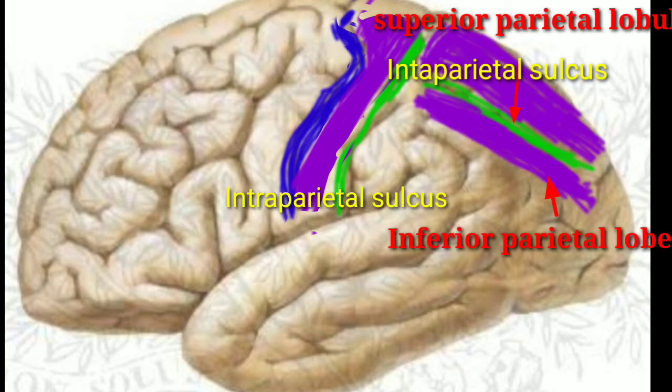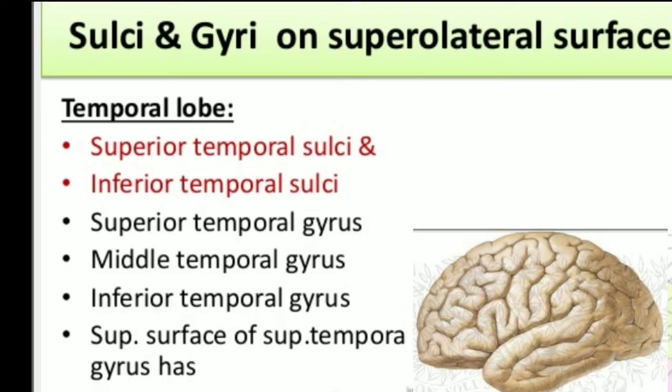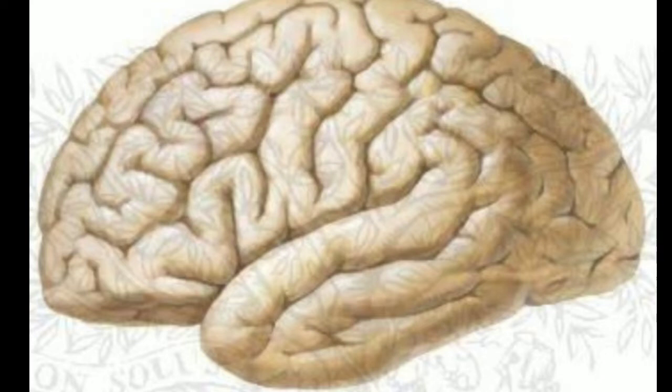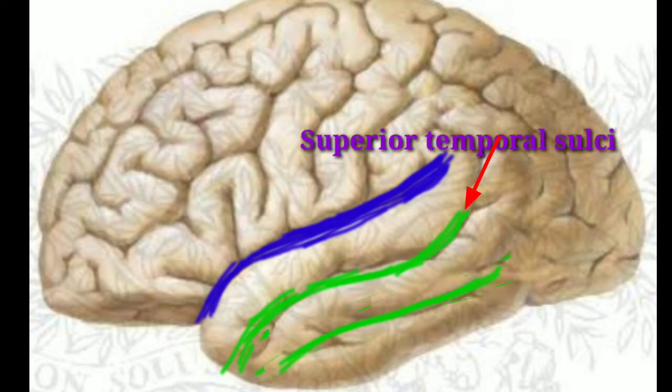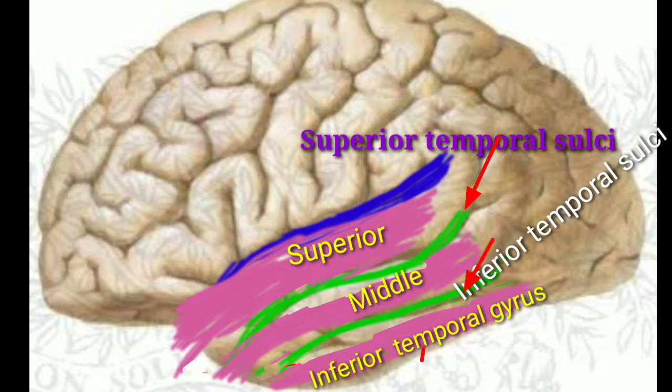Next we see about the sulci present on the temporal lobe. There are two sulci in this lobe that run parallel to the posterior ramus of the lateral sulcus. These are superior and inferior temporal sulci, and they divide the temporal lobe into superior, middle, and inferior temporal gyrus.